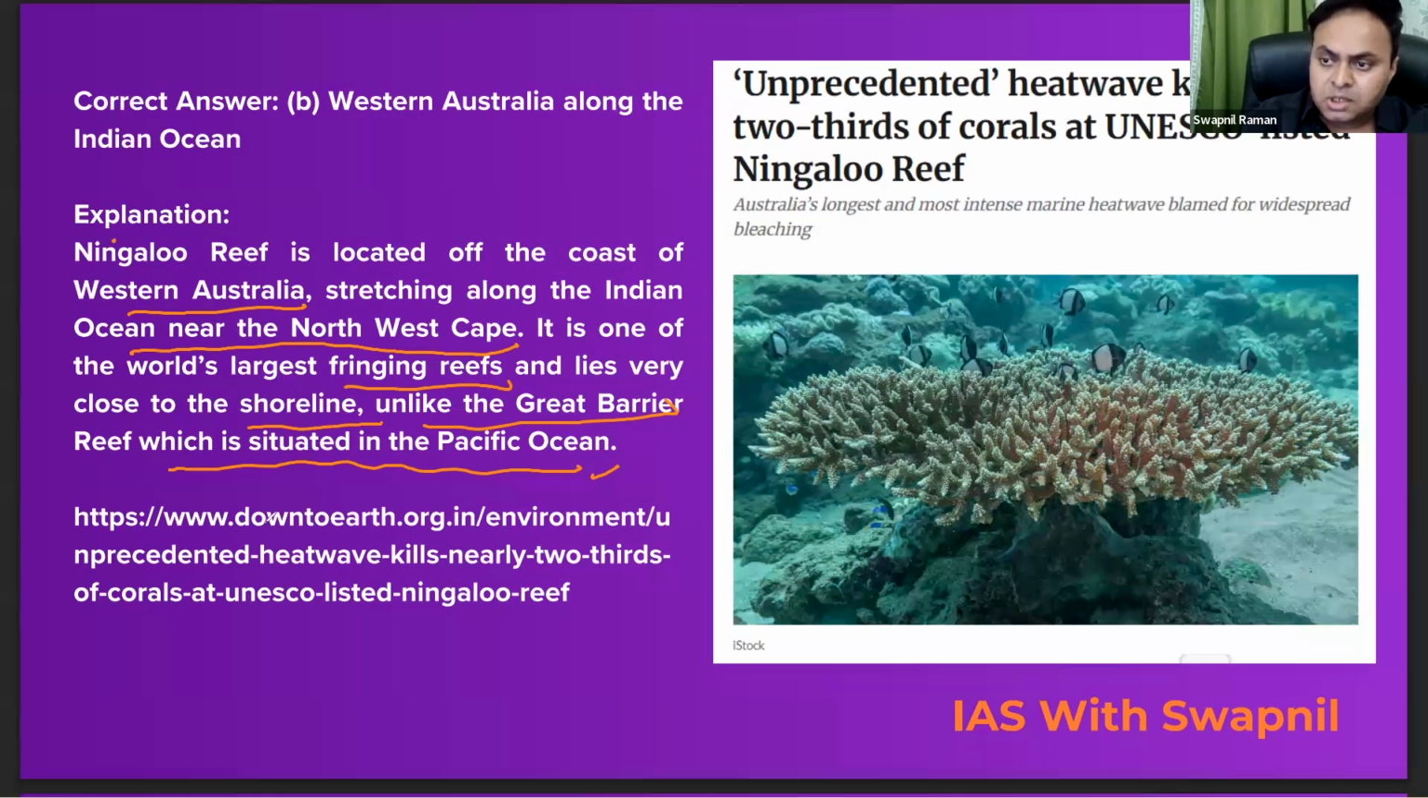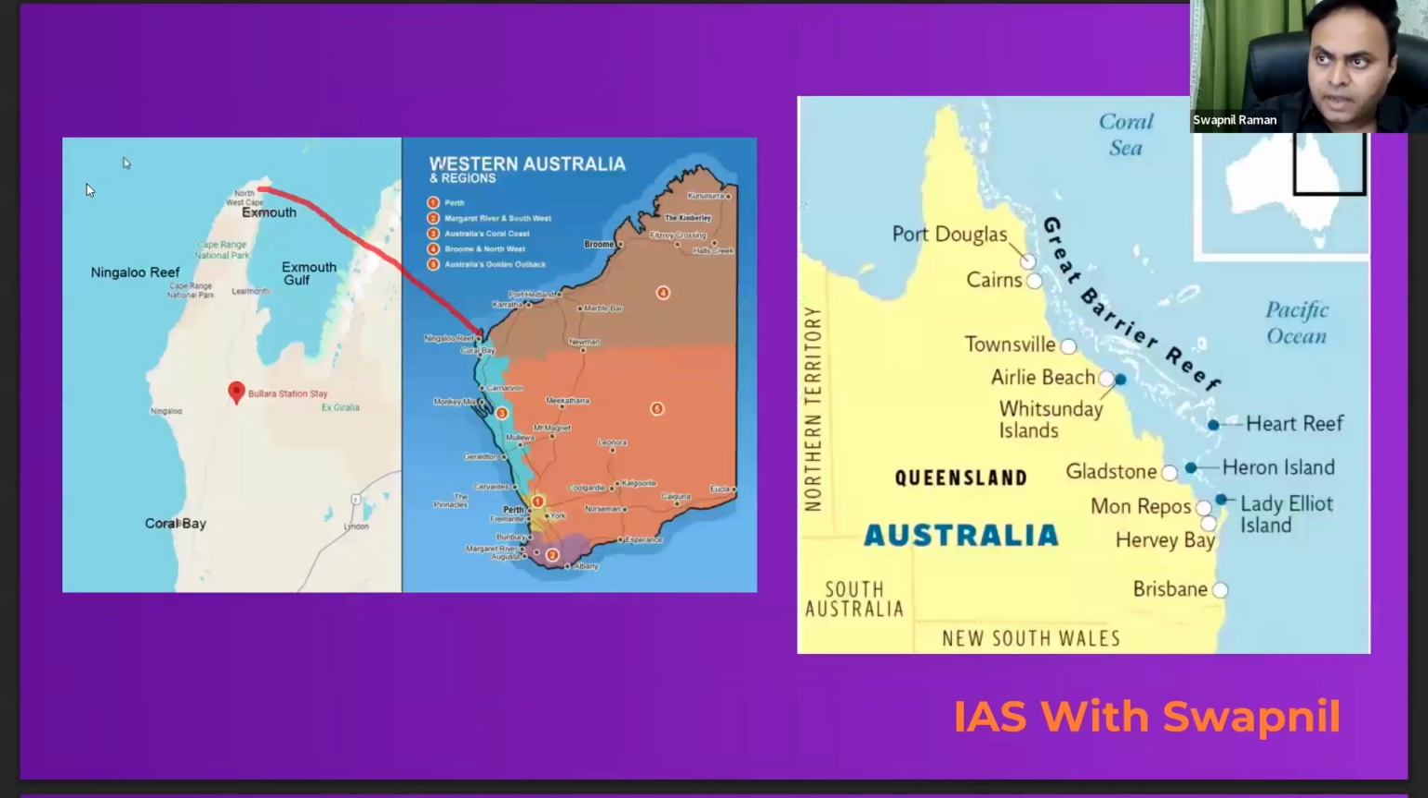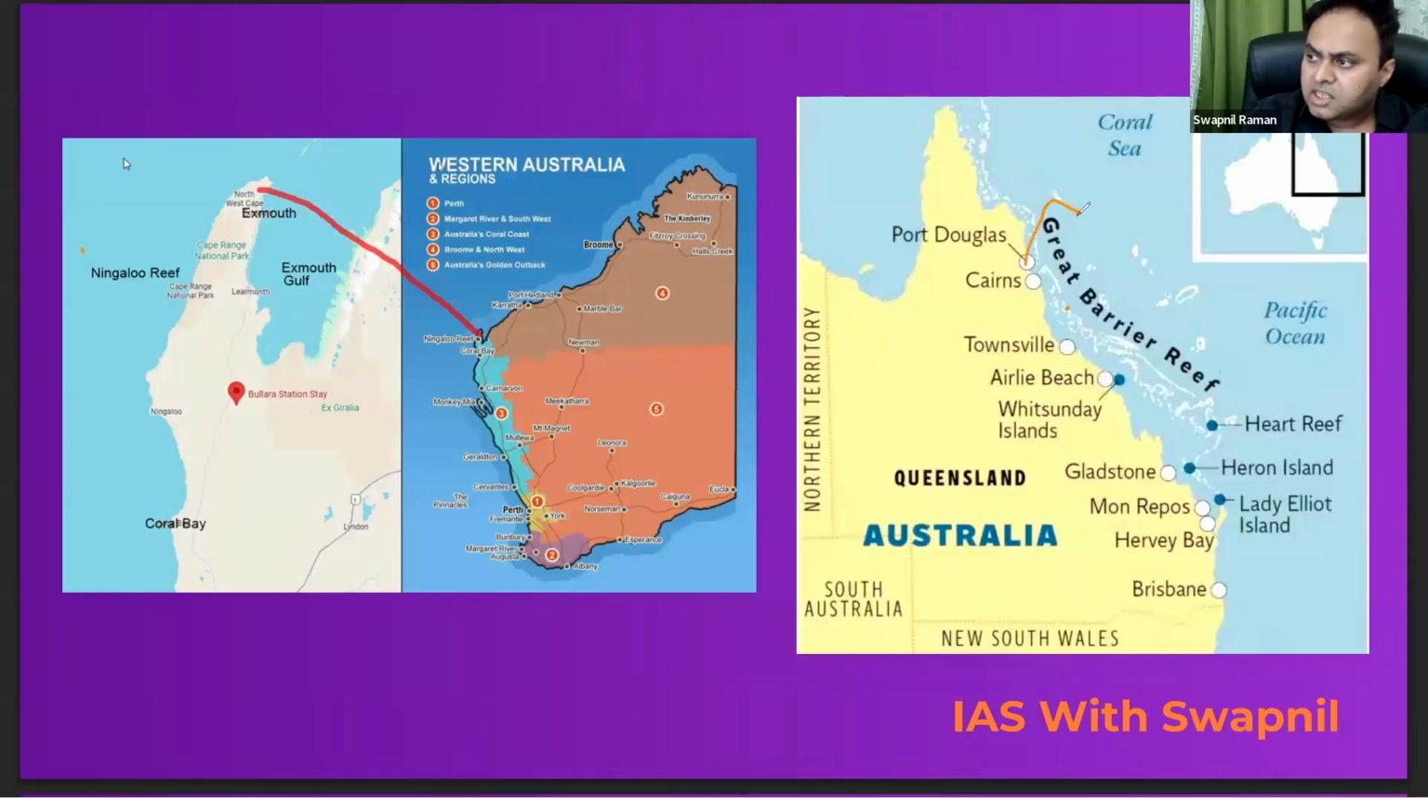Why we picked up this question? So recently an article was published in Down to Earth, which says that unprecedented heat waves kills nearly 2/3 of the corals at the UNESCO listed Ningaloo Reef, Australia's longest and most intense marine heat wave blamed for the widespread bleaching, right? So look at this one. Look at the comparative map of Ningaloo Reef and the Great Barrier Reef. So Great Barrier Reef, it is situated in the northern and the northeastern coast of Australia, right?